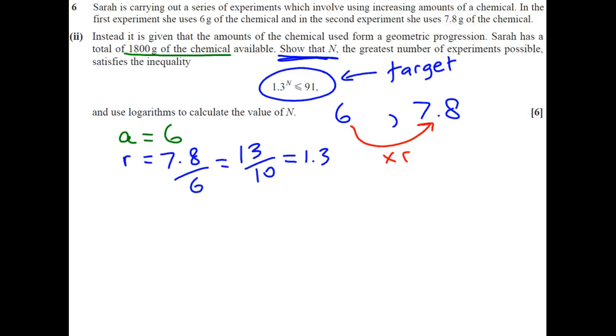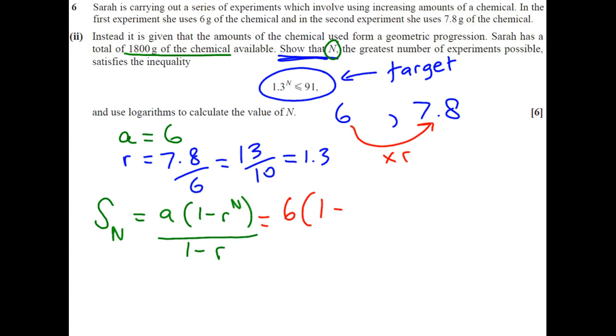So we're going to use the formula to add up again. Okay, now this time we do not know how many experiments we're doing. So the unknown is going to be the number of experiments. We'll call it big N. And the formula says it's A, 1 minus R to the big N, over 1 minus R. We know what A and R is, so we put them into our formula. So it's 6, 1 minus R, which is 1.3 to the power of N, over 1 minus 1.3.